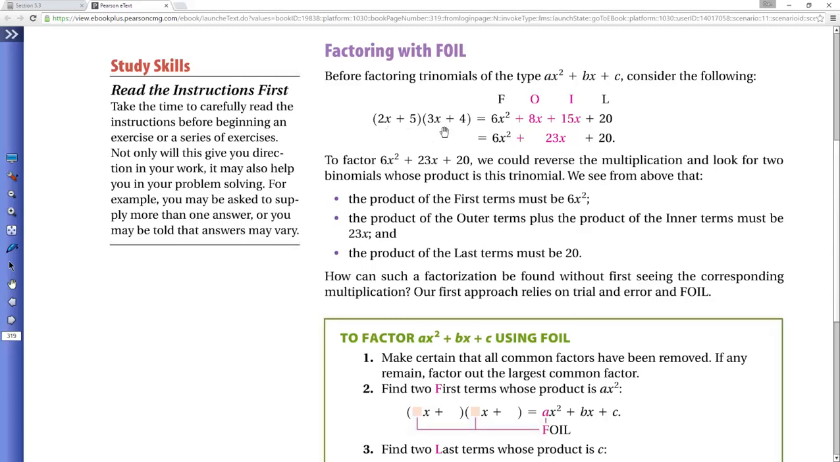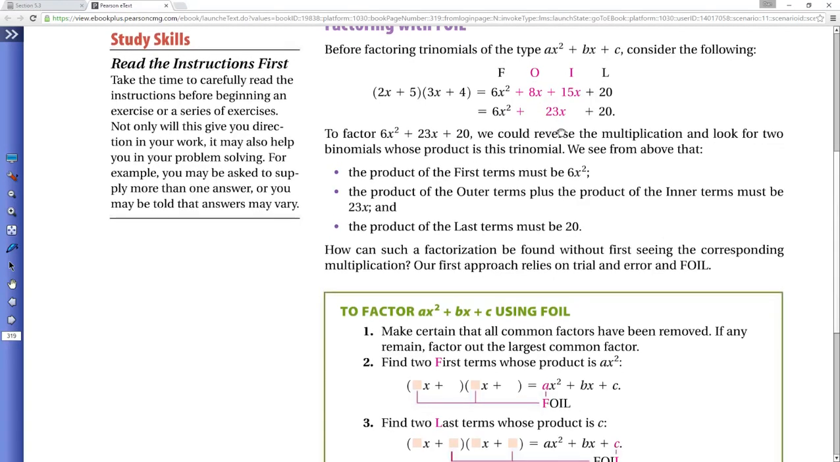Here we've got 2x times 3x, first times first, you get 6x squared. Then outer is 2x times 4, which is 8x. Right here is your outer multiplication. And inner is 5 times 3x, which is your 15x. And last times last is 5 times 4, 20. And then we combine those like terms and we end up with that trinomial.